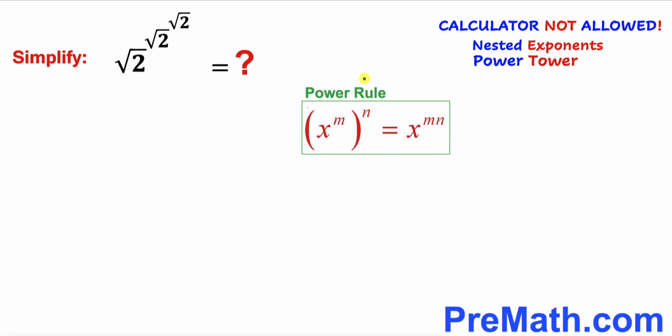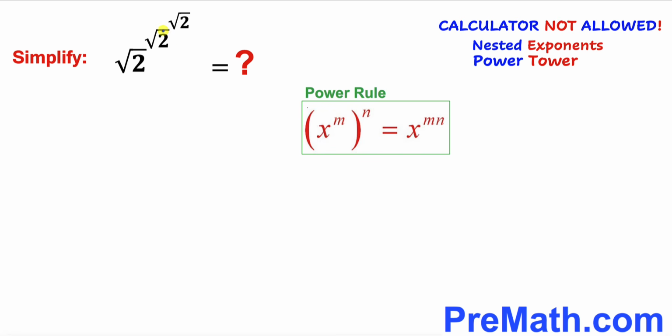And now let's recall the power rule of exponents. Here we got x power m and then power n. In other words, m and n are our nested exponents. So therefore, this could be written as x power m times n. In other words, we are going to multiply out these nested exponents.